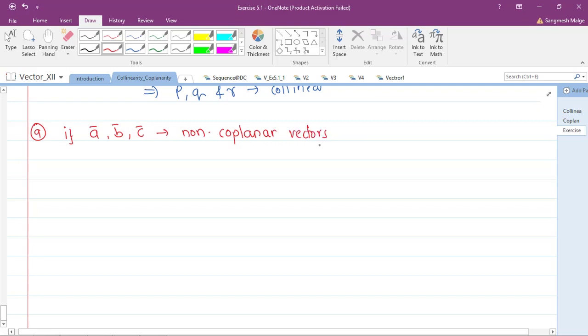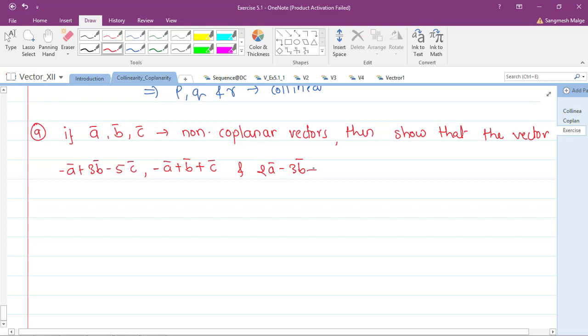Okay, then show that the vectors minus a bar plus 3b bar minus 5c bar, comma, minus a bar plus b bar plus c bar, and 2a bar minus 3b bar plus c bar are coplanar vectors.